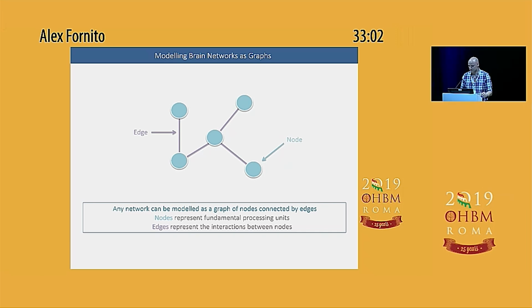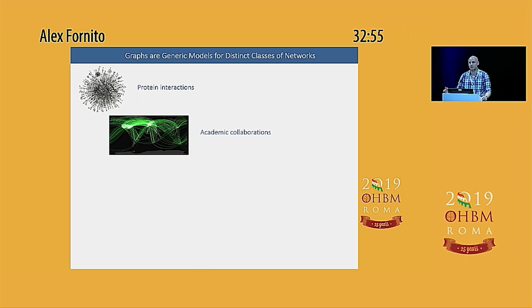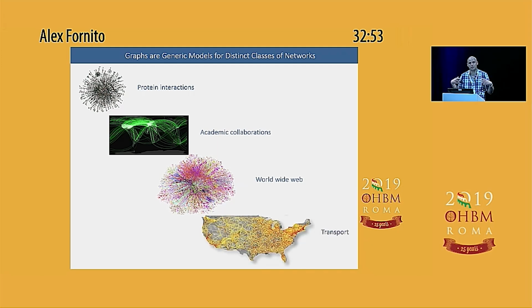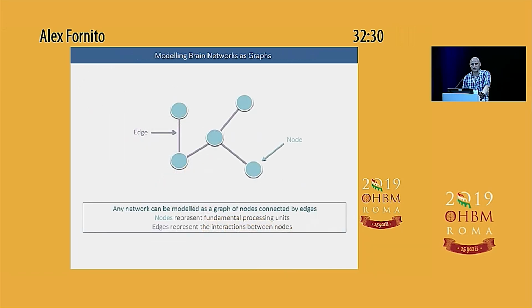And just to illustrate how general this approach is, graphs have been used to model lots of different networks found throughout nature. So you can model networks of protein interactions within a cell, social networks of, say, academic collaborations across the world, or Twitter networks or Facebook networks, technological networks such as the World Wide Web or the Internet, and man-made networks such as infrastructure or transportation systems. So it's a remarkably flexible tool.